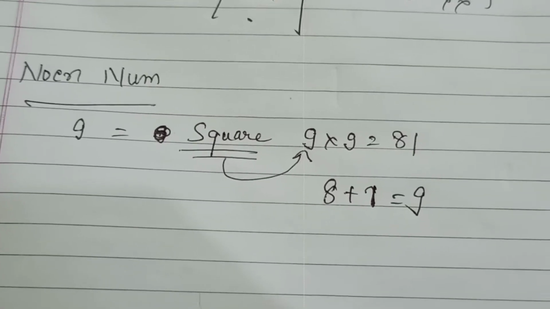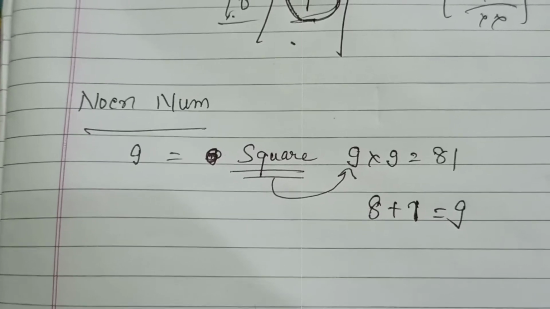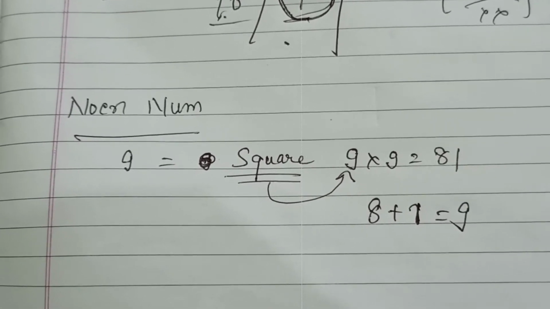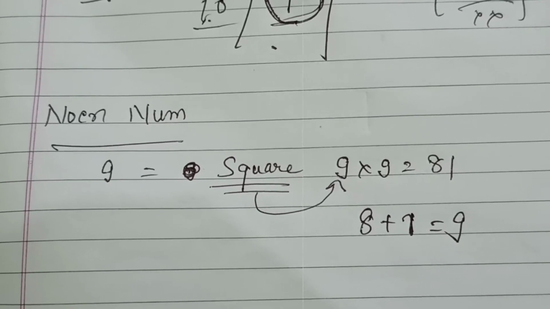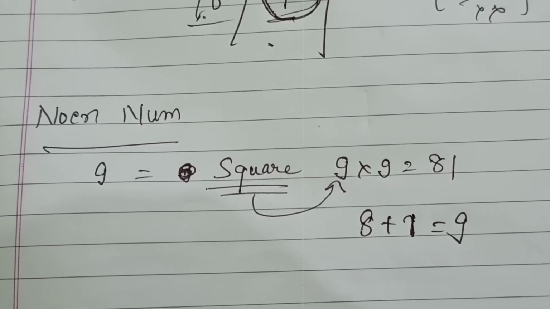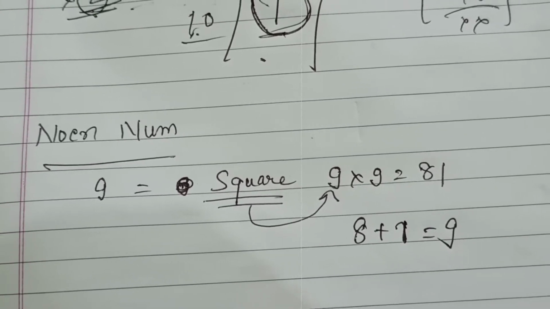Now in this video we'll see what a neon number is. Neon, what is that neon number? A neon number is a number if the sum of digits of the square of the number is equal to the number itself.